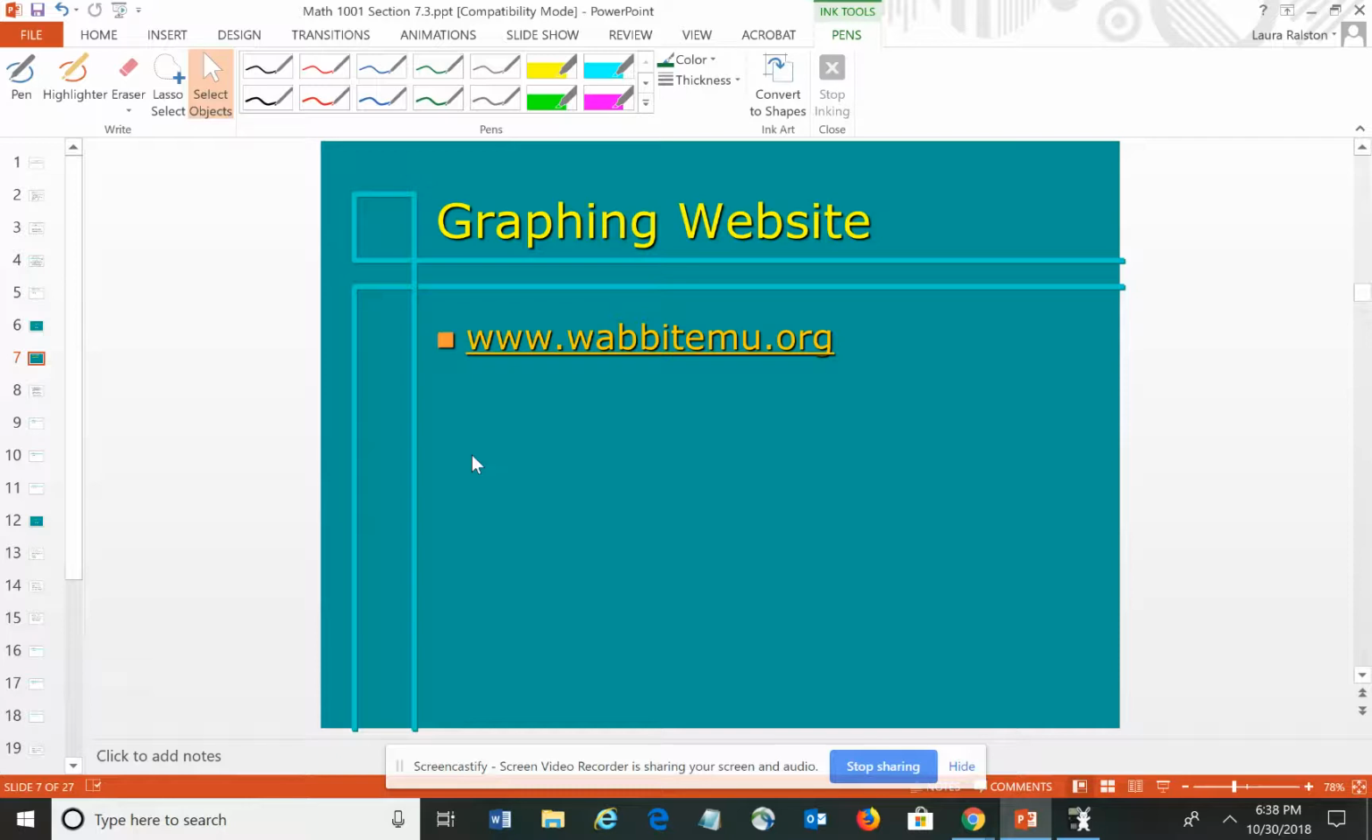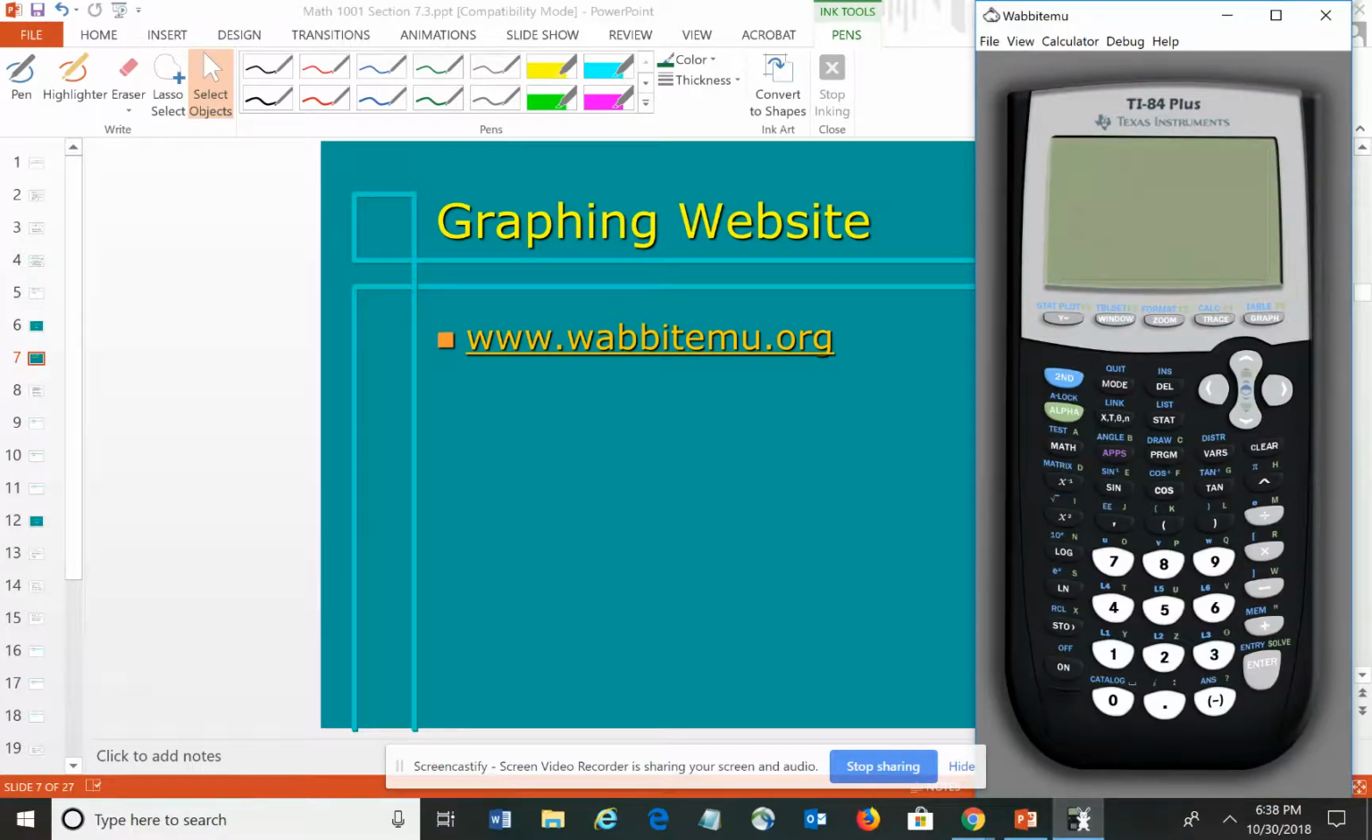If you don't own a graphing calculator, you can download an app from wabbitemu.org that basically looks like a TI 84 Plus calculator and works just the same. And I'm going to be using that throughout this presentation.